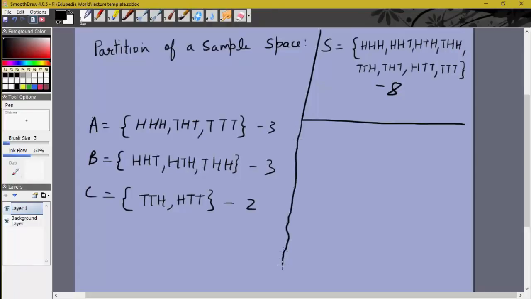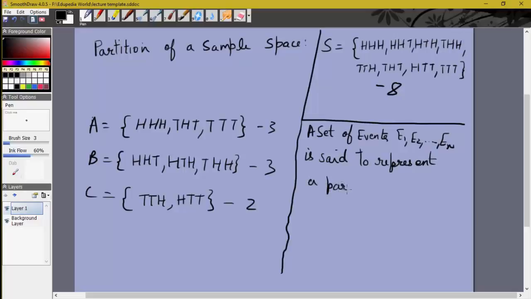So there are certain properties for a partition of a sample space. So a set of events, and now we'll just call them E1, E2, till En. So these are a set of events. In this case, they would be A, B, and C. Is said to represent a partition of the sample space S if, and you have a few conditions.